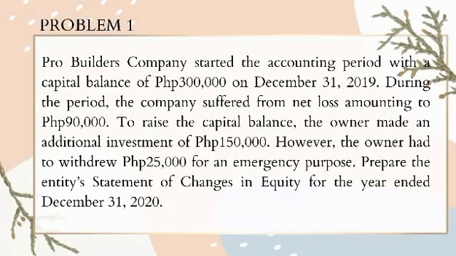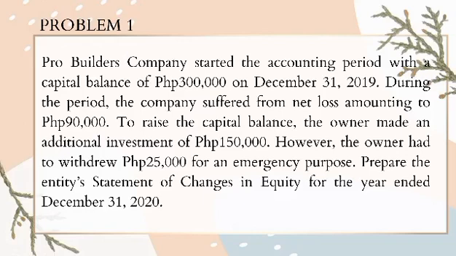ProBuilders Company started the accounting period with a capital balance of 300,000 pesos on December 31, 2019. During the period, the company suffered a net loss amounting to 90,000 pesos. To raise the capital balance, the owner made an additional investment of 150,000 pesos. However, the owner had to withdraw 25,000 pesos for an emergency purpose. Prepare the entity's statement of changes in equity for the year ended December 31, 2020.